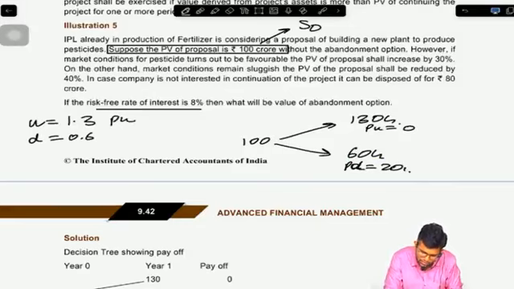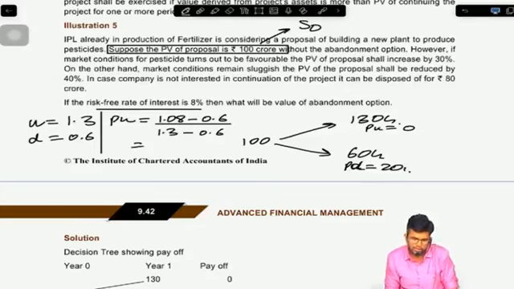What will be PU? Come on, everyone. PU is (1 plus R)^N minus D, the whole upon U minus D. Everybody clear? Raghunandan, what are you saying? No, not understanding. 80 is at the time of abandonment, node A, node B and node C. How much is the answer?